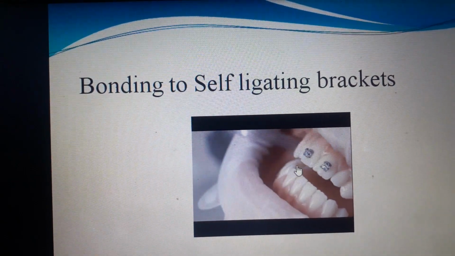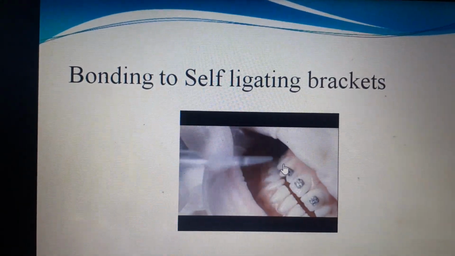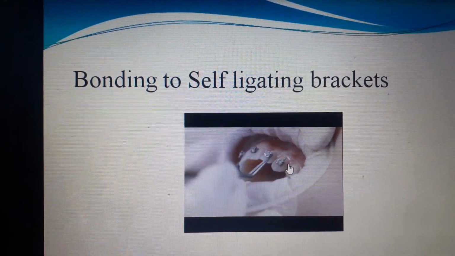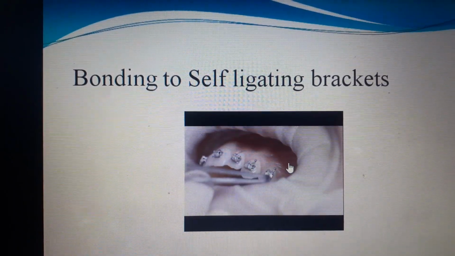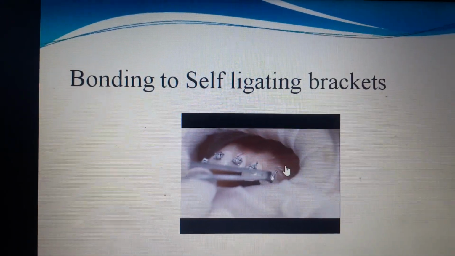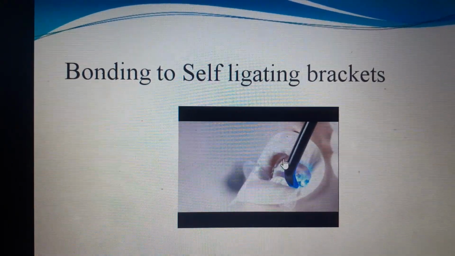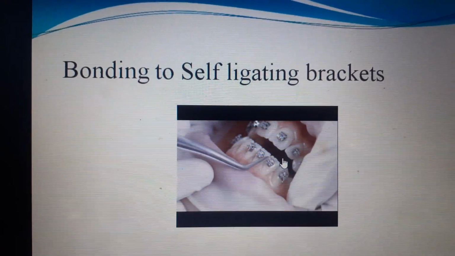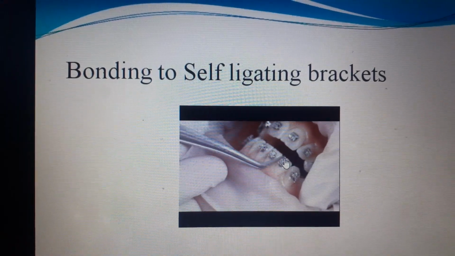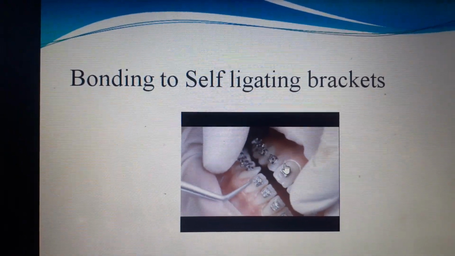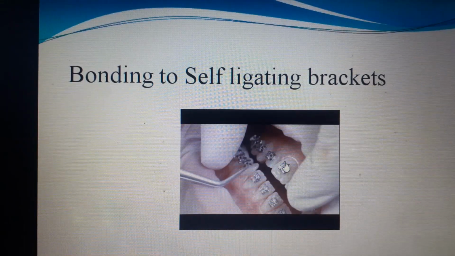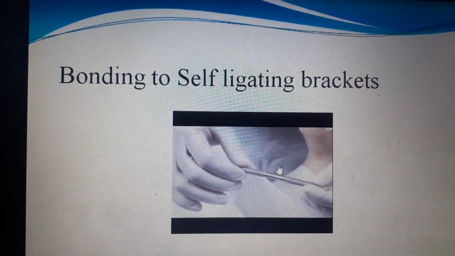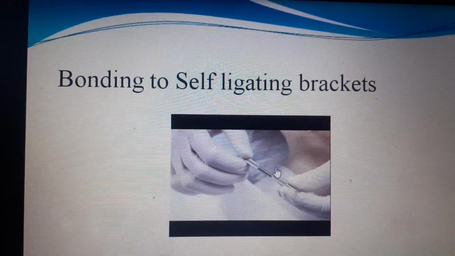It has its own ligation system, so no need to ligate again after the wire is placed, because it has its own lock and open system. It is very easy to place, and has a very short treatment time for the patient. Here it shows all the brackets placed in position on the teeth.